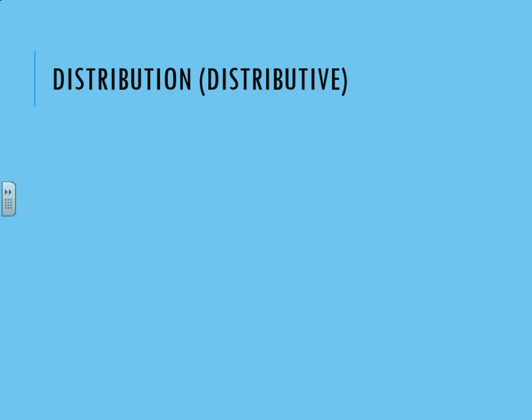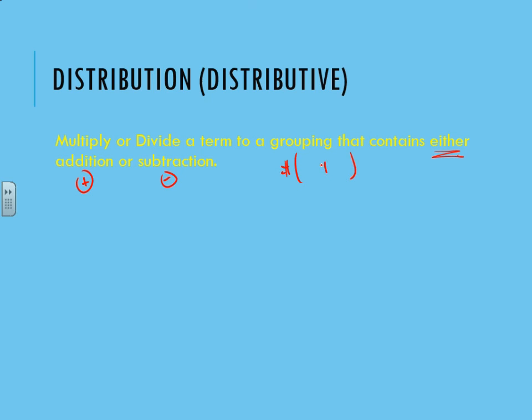So you definitely got practice with this property a lot last year in pre-algebra, so we'll quickly review it. Distribution is when we multiply or divide a term to a grouping that contains either addition or subtraction. Now this addition or subtraction has to be in between the terms in parentheses. So it looks like a number outside times, and we'll have either a plus or minus in the middle and 2 values here. But if you are missing that plus or minus, you cannot distribute.